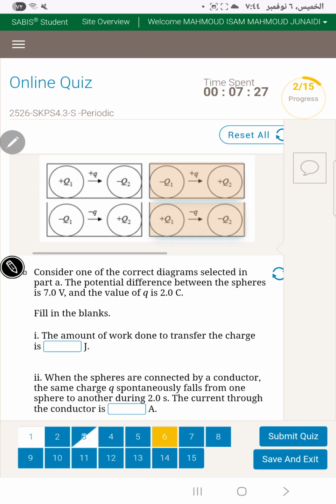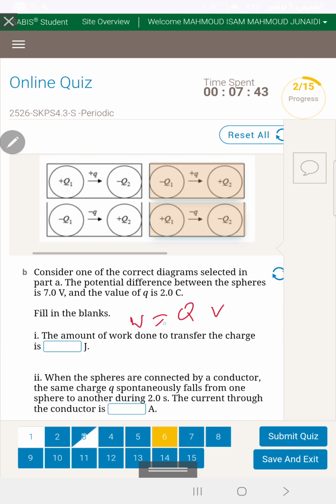Next question, consider one of the correct diagrams selected in part A. The potential difference between the spheres is 7, so this is V, and the quantity of charge is 2. What is the amount of work? So as we said, amount of work is equal to QV. So work is equal to 2 times 7, which is 14. So here we have to write 14.